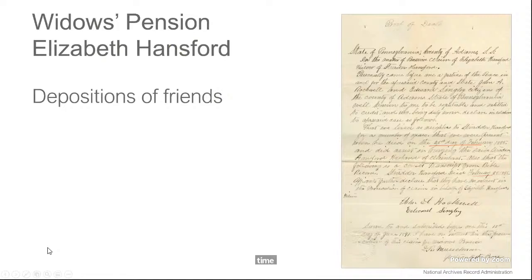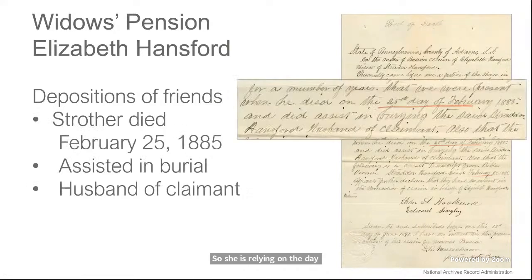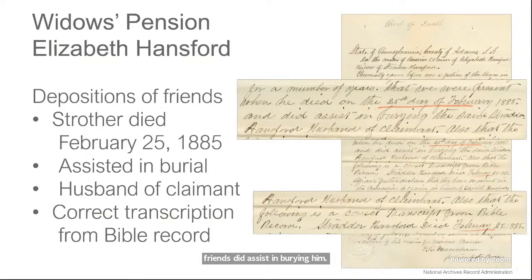Now, this is a deposition of the friends because remember, Elizabeth has to prove things. She has to prove her husband's death. She has to prove her relationship with him, her marriage, and she is also going to let them know that she has some dependent children. So she has no certificates. So she is relying on the deposition of friends. So in this deposition from friends, they state this, that Strouder died the 25th of February, 1885, and that these friends did assist in burying him, and that he was the husband of the claimant. So all that was proved in that statement.